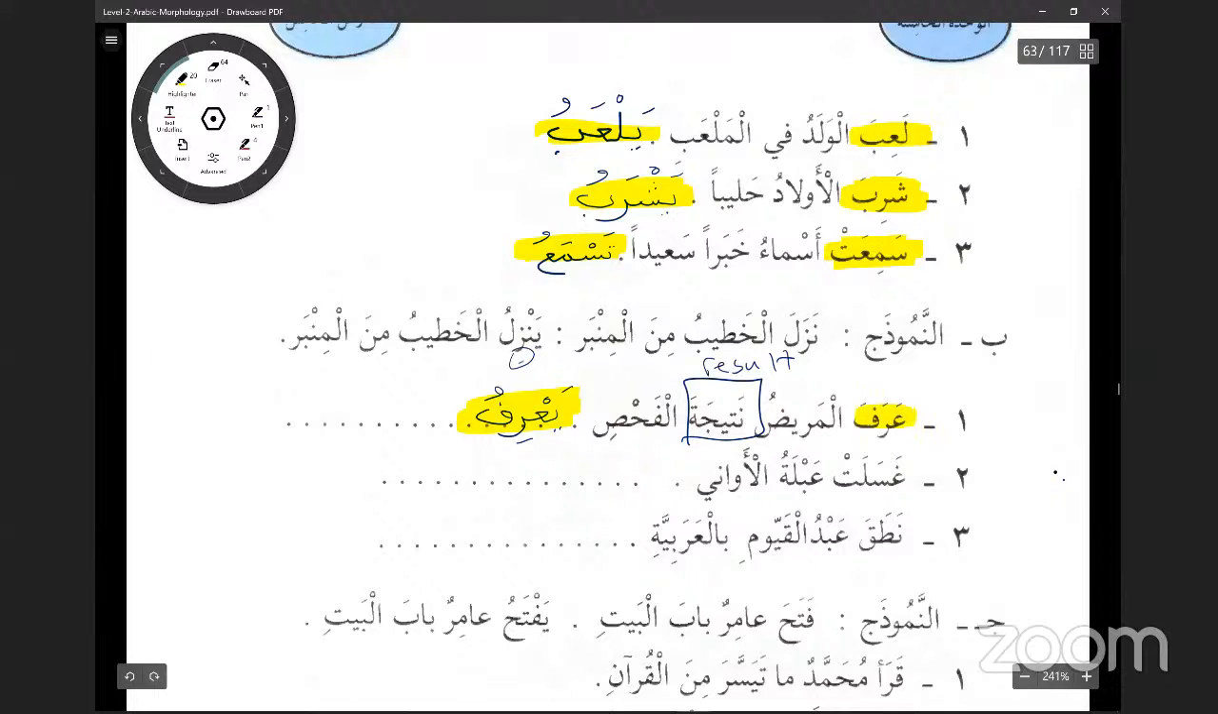Jazakallah khair. Then we have, after that, let's see here. Okasha, if you could do number 2 for us, Barakallahu fik. وفيكم بارك الله. غسلت عبلة الأواني.